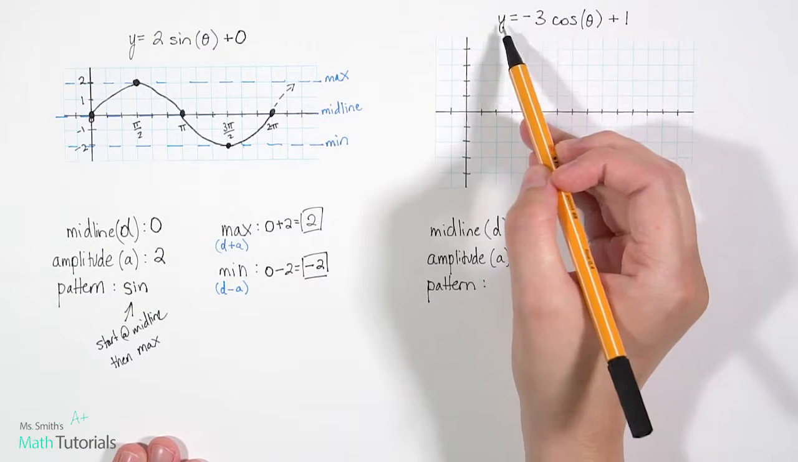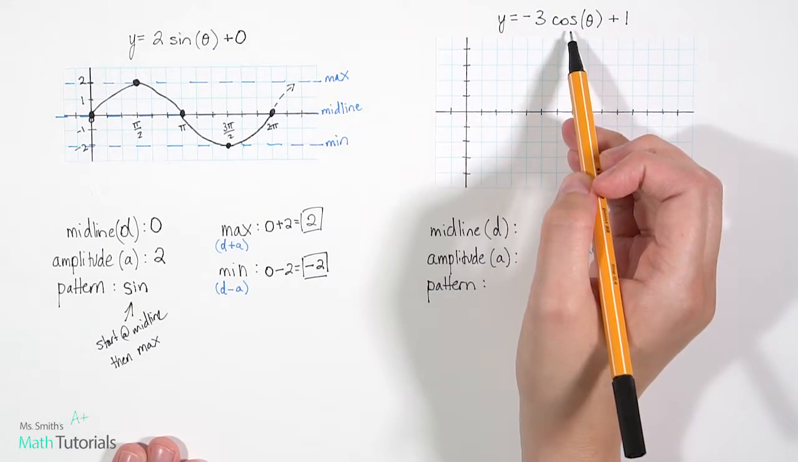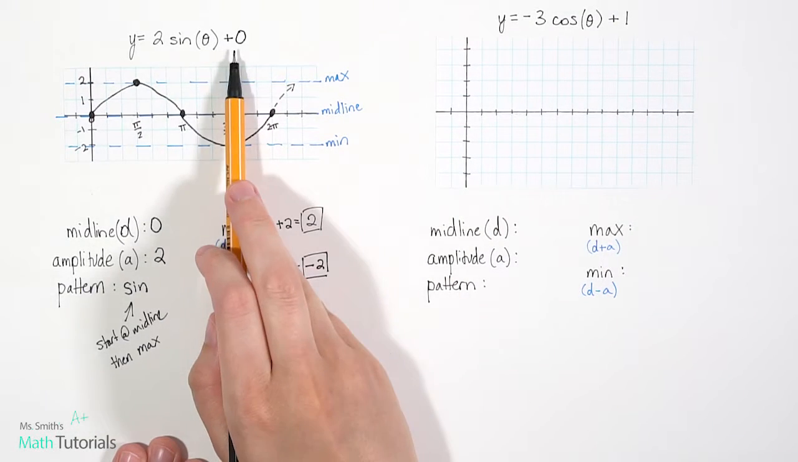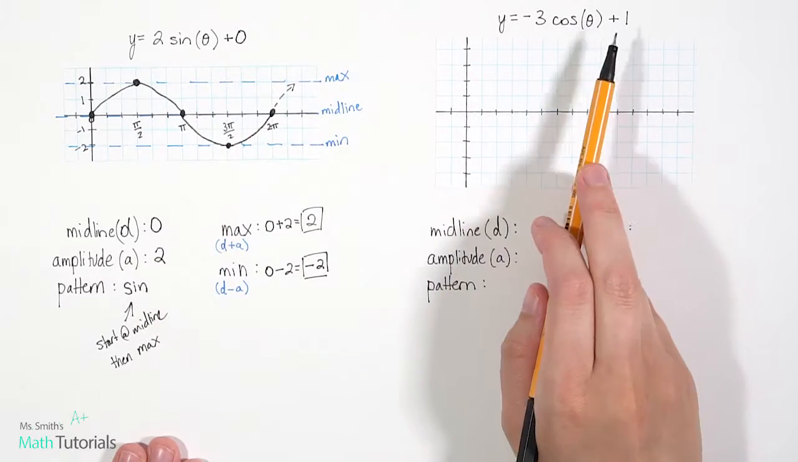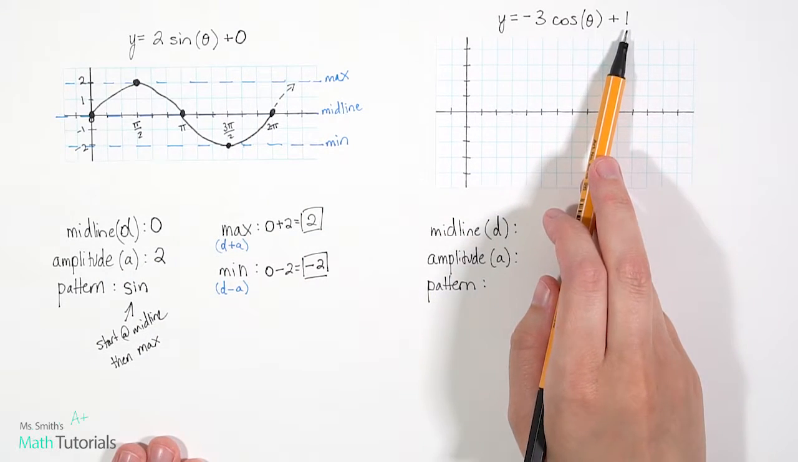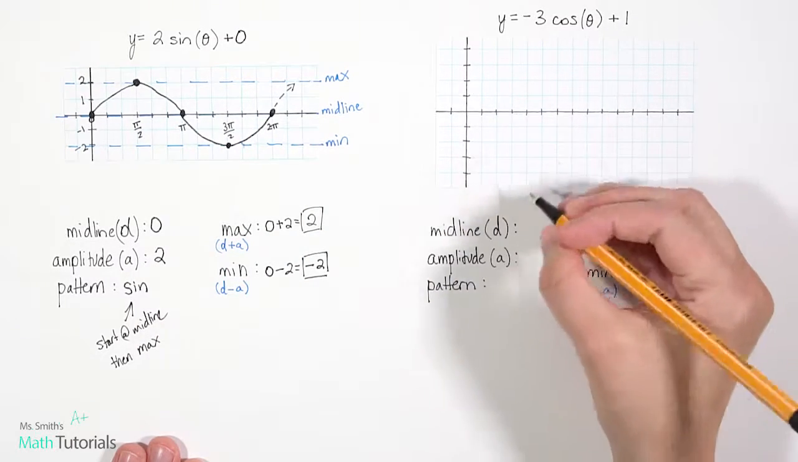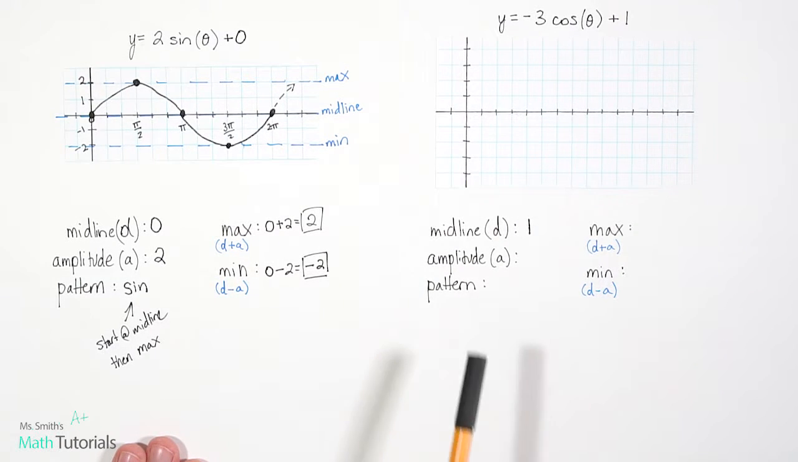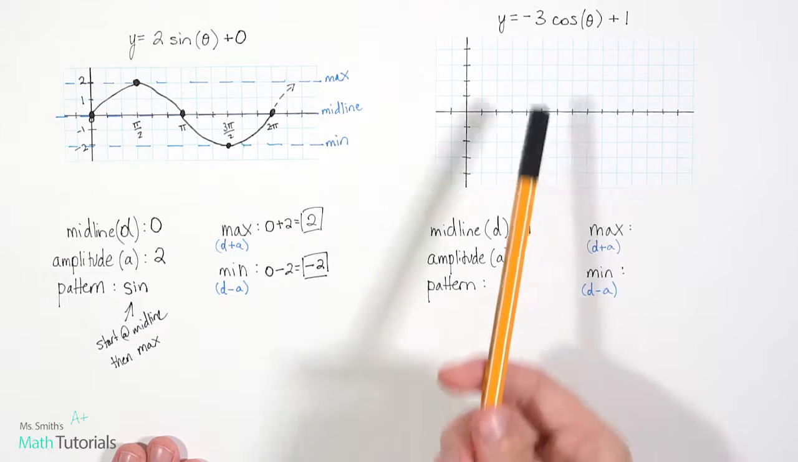In this next example, we have y equals negative 3 cosine of theta plus 1. So hopefully you're noticing this is the first time we haven't had a plus 0. We actually have a different midline here. Our d here is a positive 1. Our amplitude, our a, is a 3.